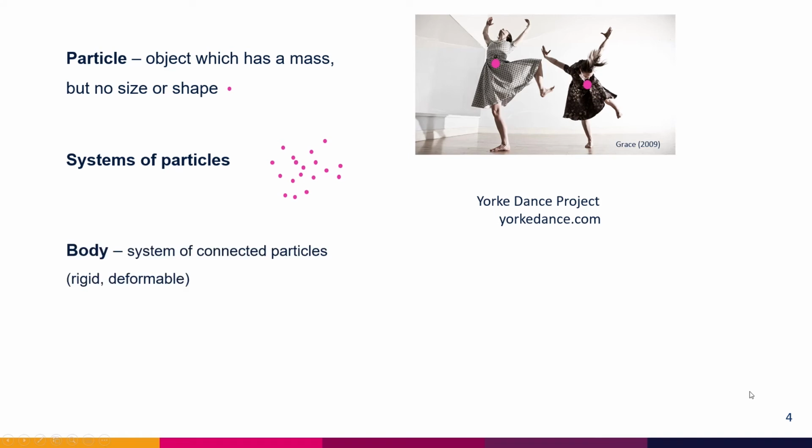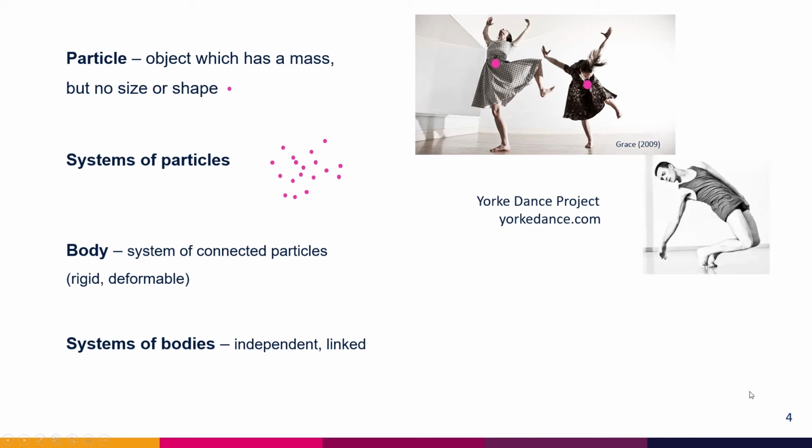Now we can also study the motion of bodies. And a body is a system of connected particles. These can be connected rigidly, or they can be allowed to deform. And we can also have systems of bodies. The bodies can be independent, or they can be linked.